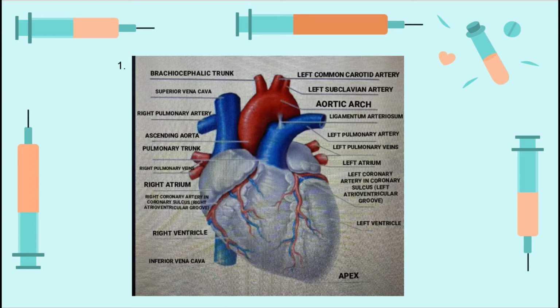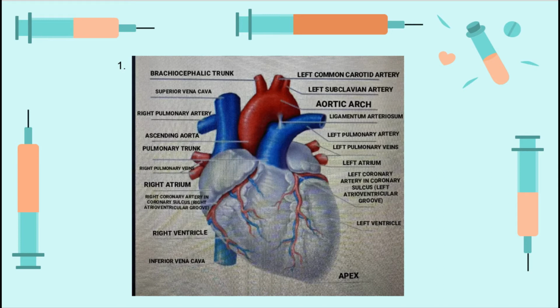And for the last line on the right side, our answer is inferior vena cava, which carries blood from the legs, feet, and organs in the abdomen and pelvis. Now let's proceed to our answers on the left lines. The answer for the first line is the common carotid artery, which provides the main blood supply to the head and neck. The second one is the left subclavian artery. It supplies blood to the left arm.